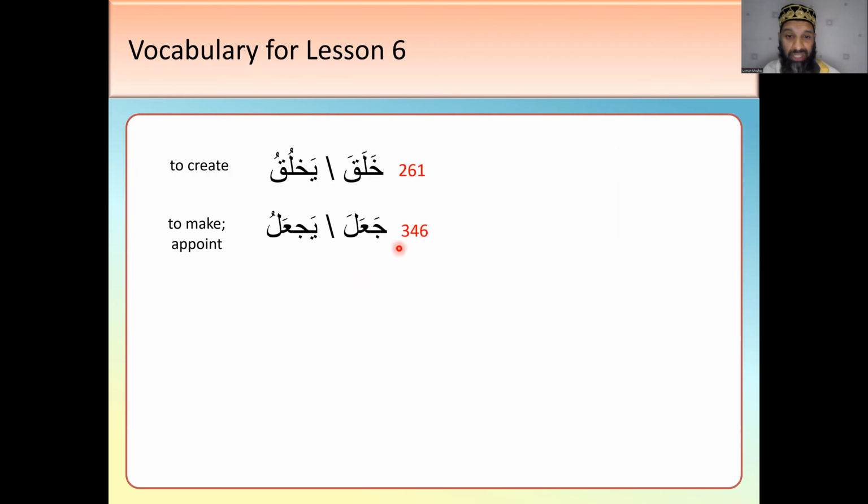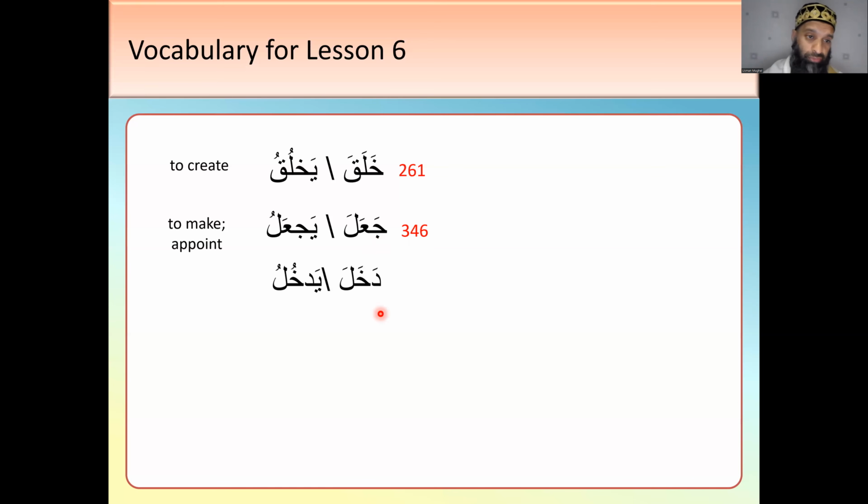And 346 times, these numbers are the amount of times this verb comes. It may come in a different derivative, in the past tense, in the present tense, etc. Khalaqa, 261 times. 346 for ja'ala. When I say 346, it doesn't mean the exact word ja'ala will come 346 times. It means that a verb that has ja'ala inside it comes. So it might be ja'alna, for example, ja'ilun, that sort of thing.